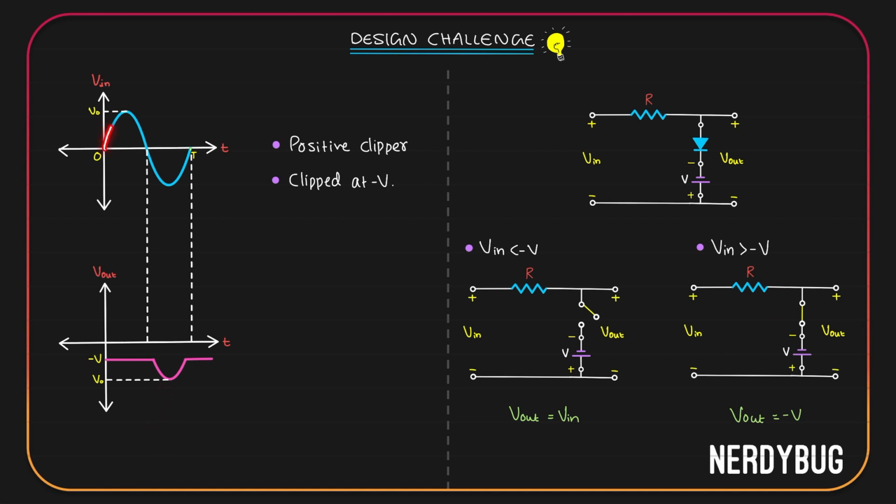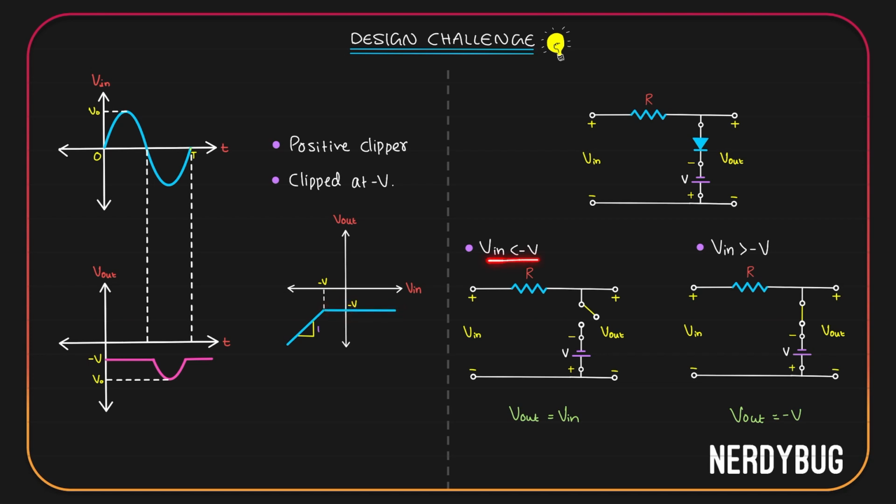Whenever input is greater than minus V, output should simply be minus V. Also, when input is less than minus V, output should be equal to input. Let us plot the input-output characteristics. When input is greater than minus V, output should simply be equal to minus V. You can see that on the graph. When input is greater than minus V, output is simply equal to minus V.